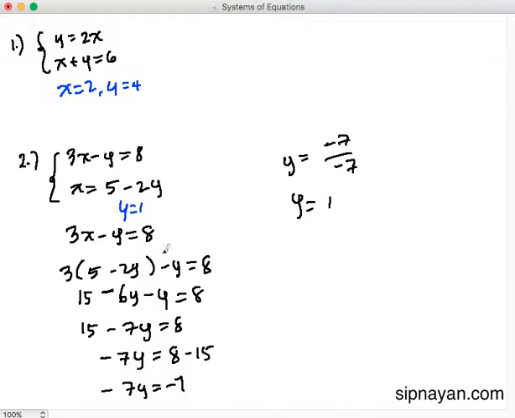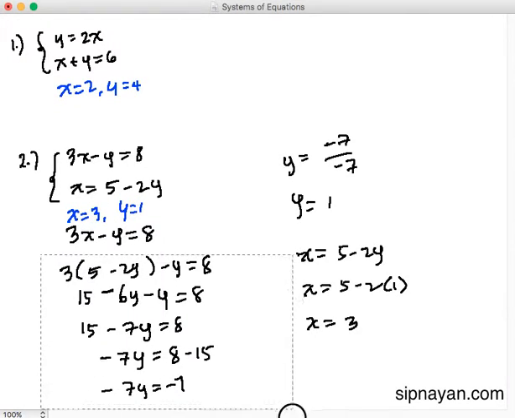And then we need to, again, substitute this into these equations, either one, to get the value of x. In the second equation, we have x equals 5 minus 2y. So x equals 5 minus 2 times 1, since our y is 1. Then x equals 5 minus 2, which is equal to 3. So our solution is x equals 3 and y equals 1.